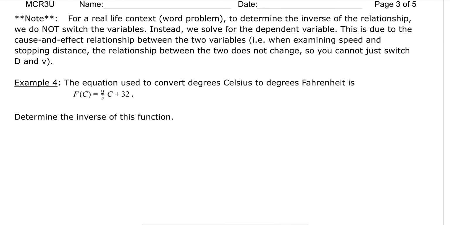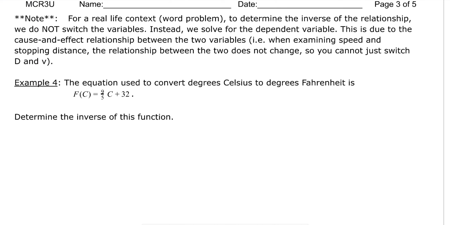Now, for a real-life context, such as a word problem, to determine the inverse relationship, we're not going to switch the variables. Instead, we're going to solve for the dependent variable. This is due to the cause and effect relationship between the two variables. So when examining speed and stopping distance, the relationship between the two does not change. So you can't just switch variables, okay?